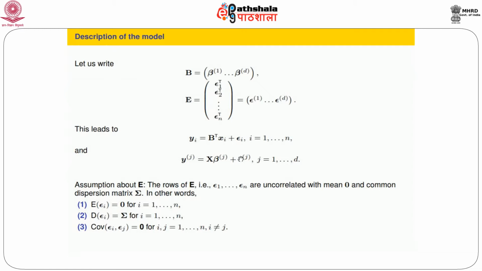And what are the assumptions about the capital E matrix? The rows correspond to different sampling units. So they are assumed to have expectation 0, dispersion sigma, and covariance 0. That means they are uncorrelated. So this is more or less a straightforward extension of the assumptions that we make in the univariate linear model.